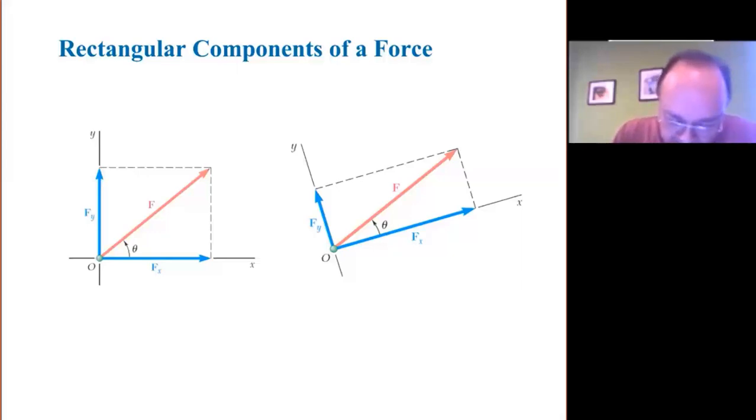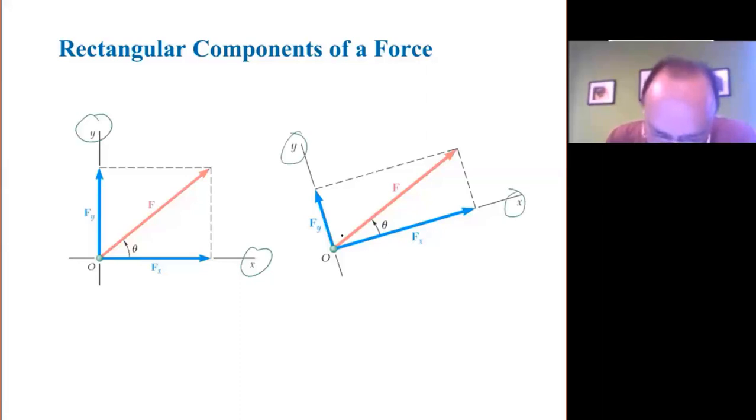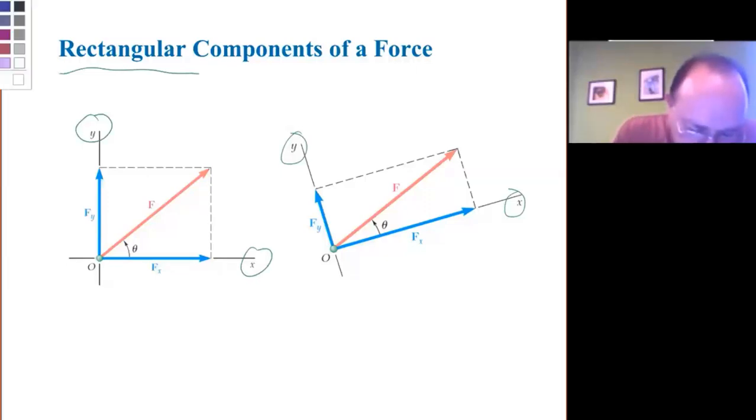What I'm showing here is the rectangular components of the red force, the force F. Rectangular components are components that form 90 degrees between them. So this is the y-axis and this is the x-axis, and in both cases, they form 90 degrees. That's usually the case for the x and y-axis. If those two directions are at 90 degrees, that's what we call rectangular components. Let me change the color of this.